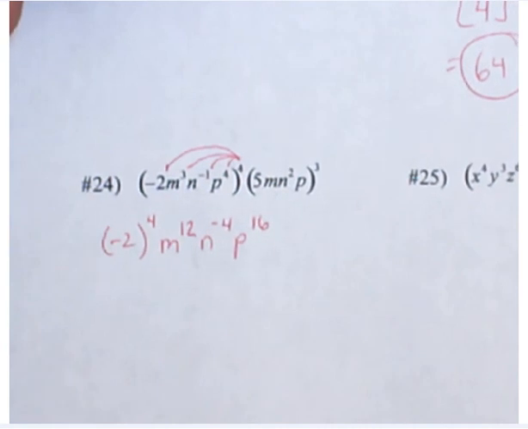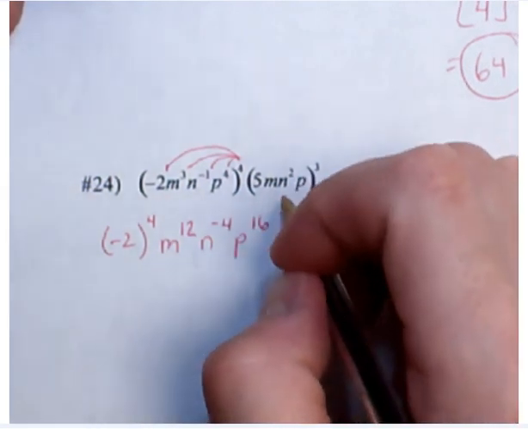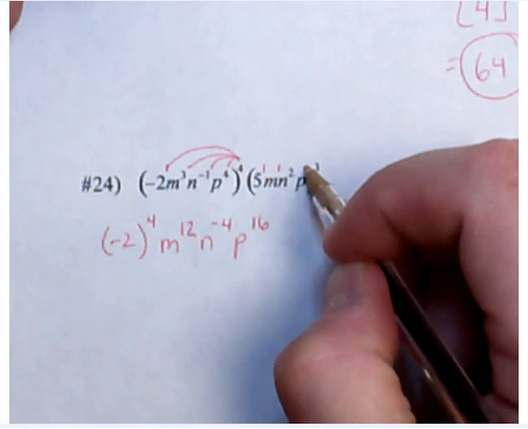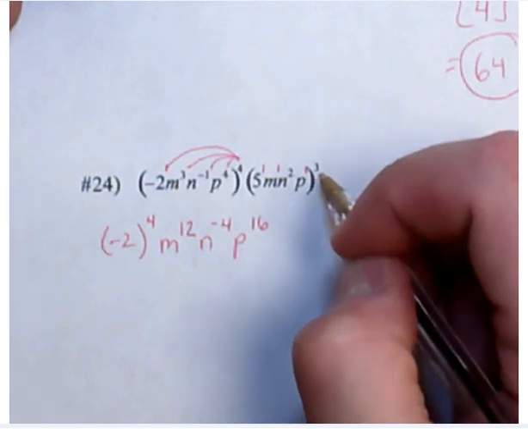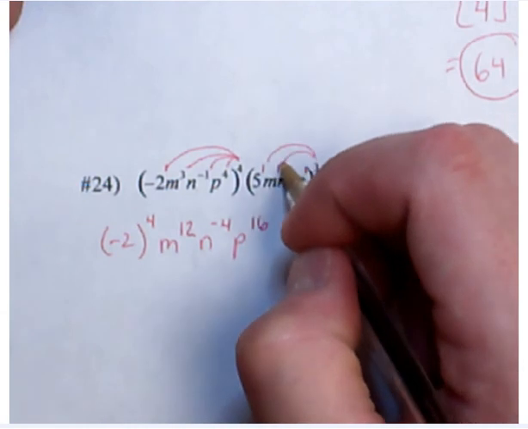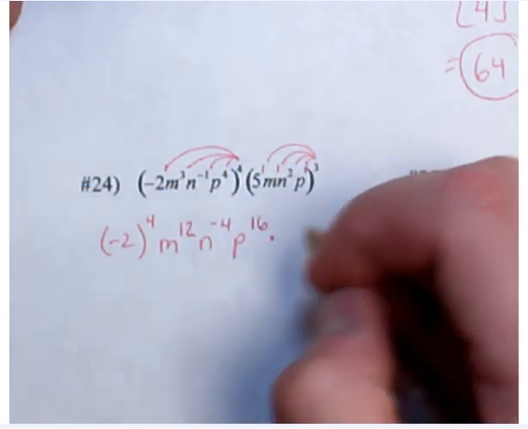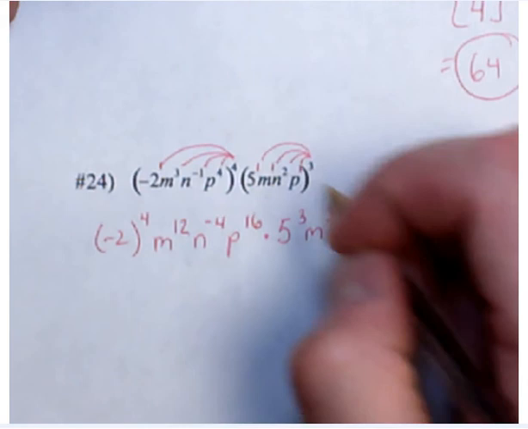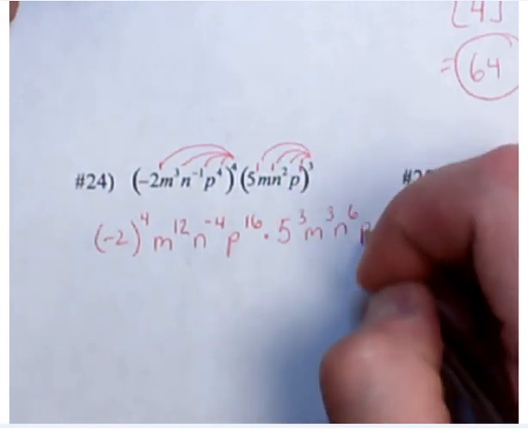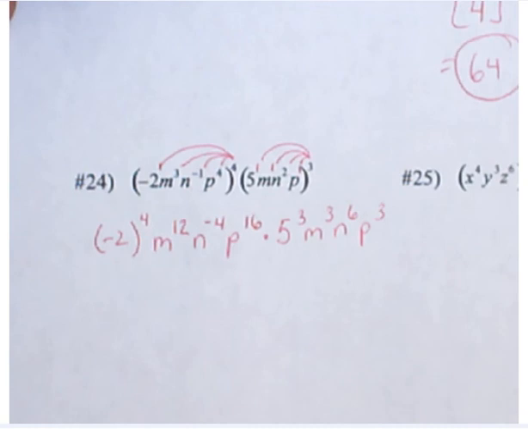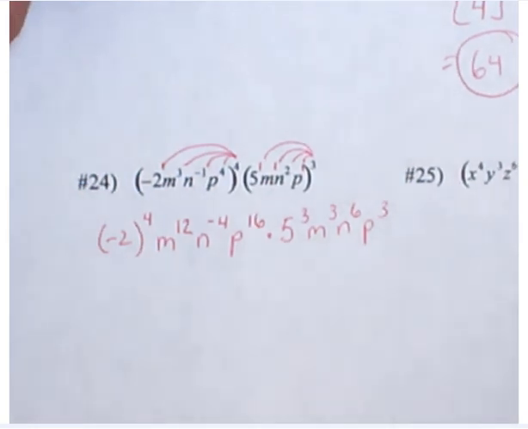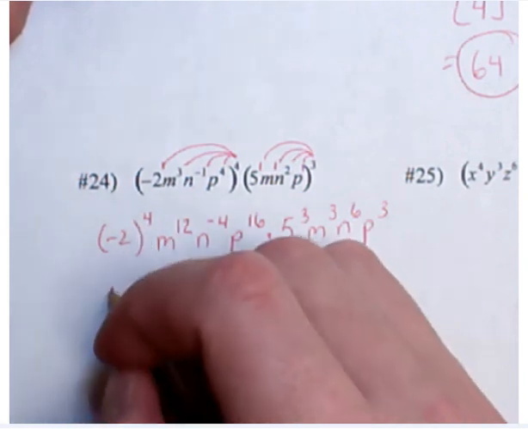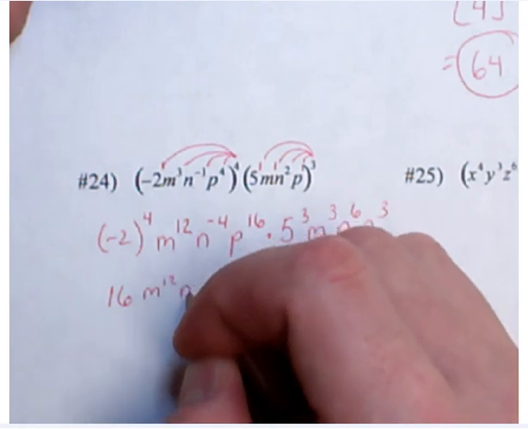All right, not bad. Now the second set of parentheses, it's 5 to the 1, m to the 1, n to the second, and p to the 1, all of that raised to the third power. Power to a power, we got to multiply them, so we get times 5 to the third, m to the 3 times 1 is 3, n 3 times 2, n to the sixth, and then p to the third. All right, now that doesn't look much easier, but now you can start combining. But let's just say here, negative 2 raised to the fourth, that's going to give you a positive 16. M to the 12th, n to the negative 4th, p to the 16th.